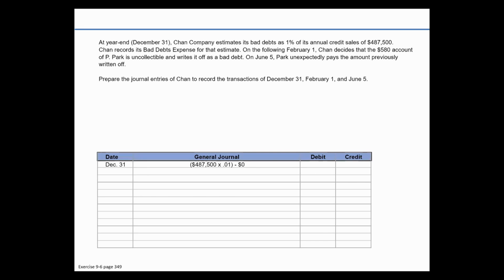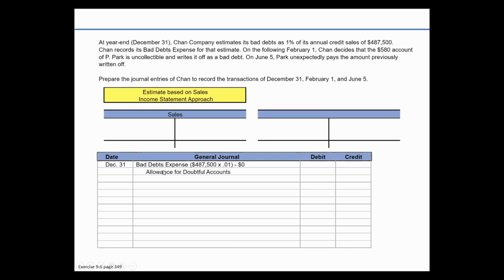And so the first thing would be figuring out the estimate for the bad debt expense. So we have bad debt expense, and then we have an allowance for doubtful accounts, because we're setting up the allowance for doubtful accounts. So you have bad debt expense, which is $487,500 multiplied by 1%. So that'd be 4,875, and allowance for doubtful accounts for that.